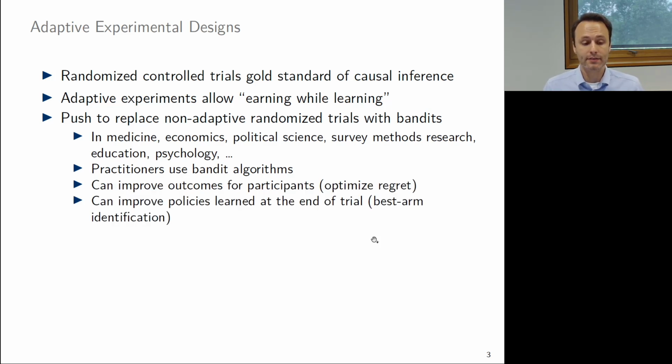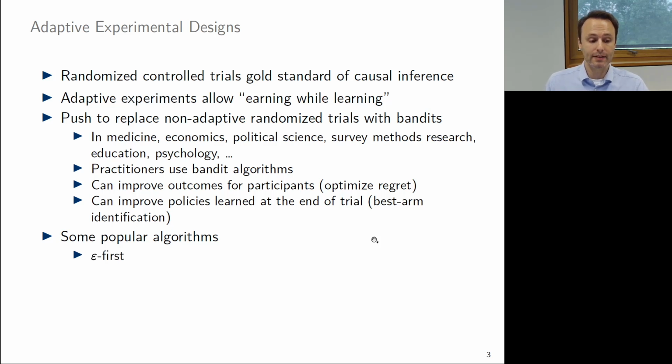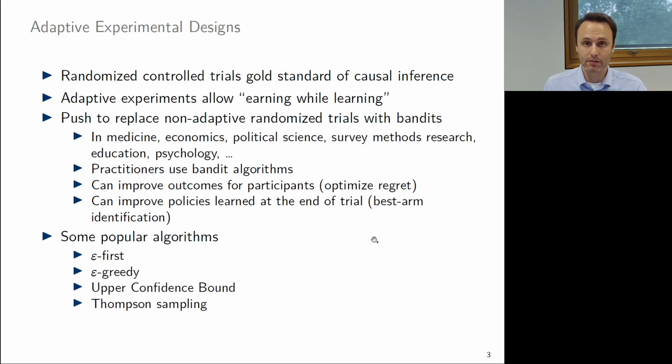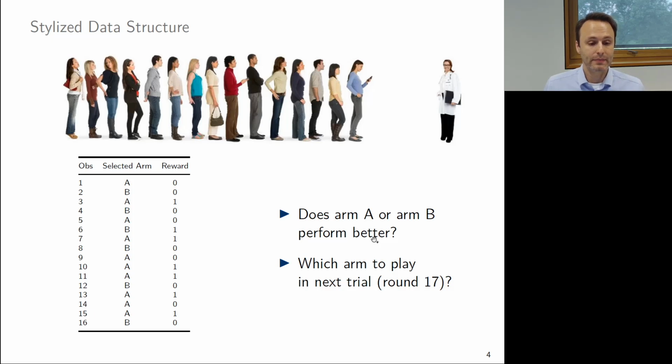So why is a bandit useful? Because it can improve outcomes and it can also improve policies learned at the end of the trial. We will take a look at some popular algorithms, that is epsilon first, epsilon greedy, upper confidence bound, and the Thompson sampling algorithm. And the basic structure of multi-armed bandits is as follows.